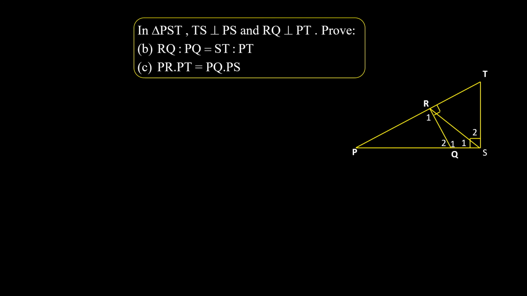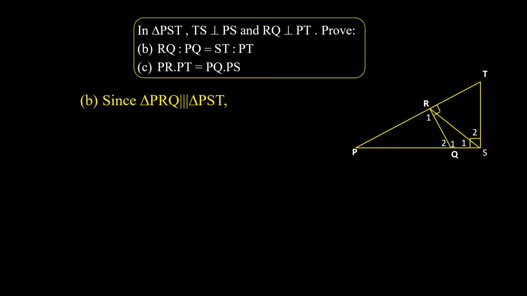Again, we continue with the same diagram. Question B. Prove that RQ is to PQ is equal to ST is to PT. So already we have answered number A. We got the triangles are similar. Now the question is RQ is to PQ, or RQ over PQ.